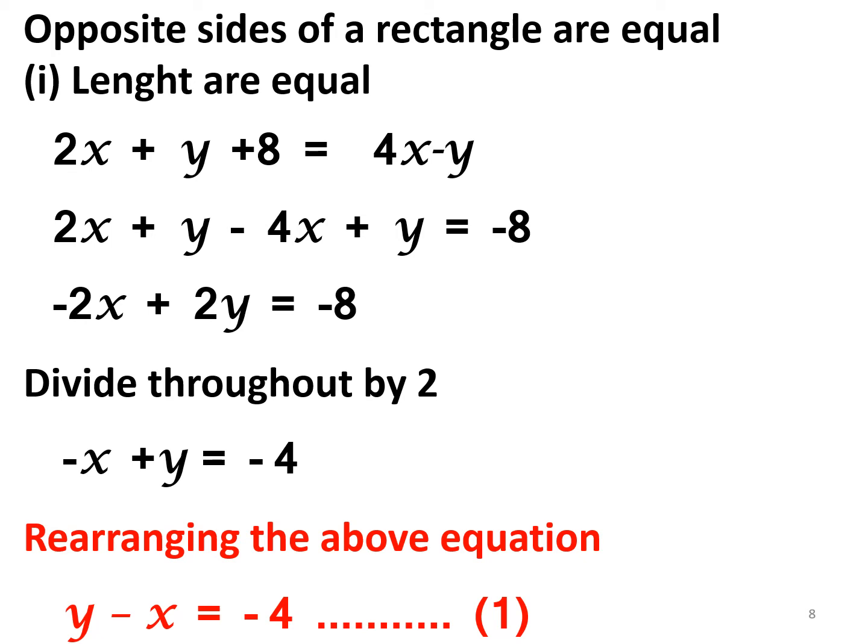If you do not want to rearrange it, you can leave it as it is. I just wanted to remove the negative sign outside and add it inside. So I rearranged it. If you are comfortable solving the equation in the form of minus x plus y is equal to minus 4, you can go forward with it.